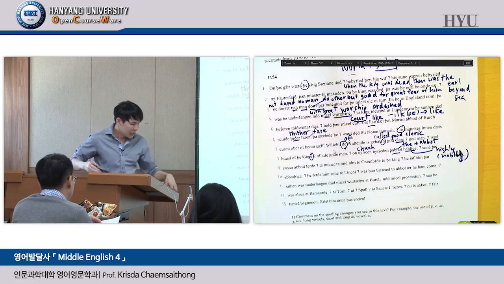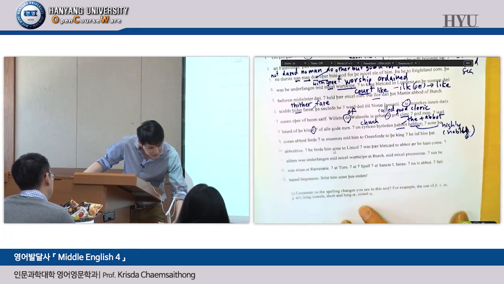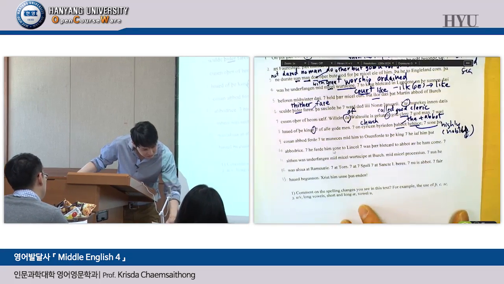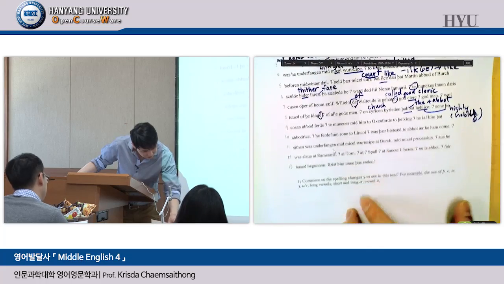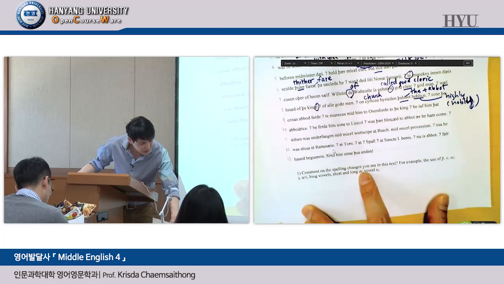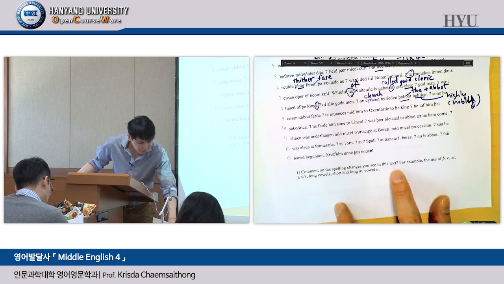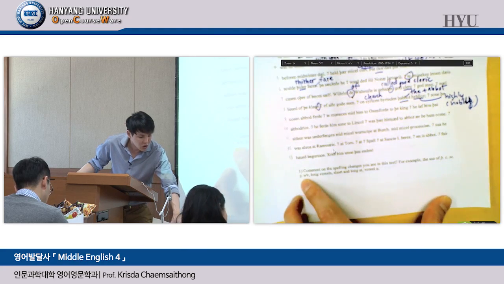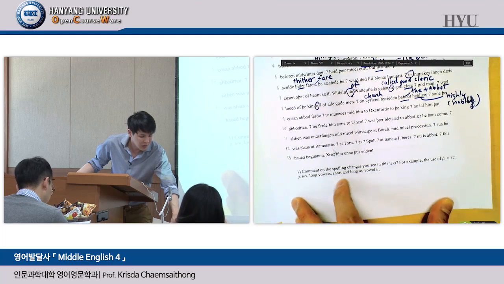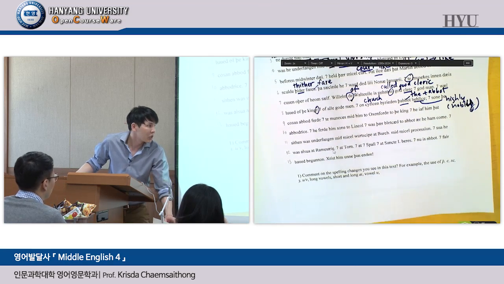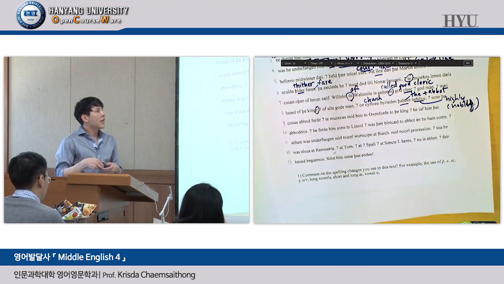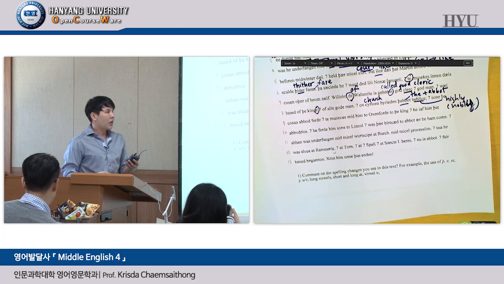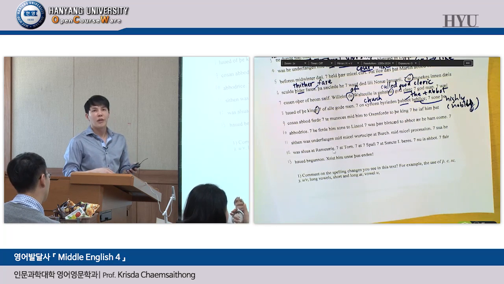So what you do is, based on line 1 to line 8 here that we study, comment on the spelling changes you see in this text. For example, the use of the thorn, C, SC, the yogh, the U and the V, long vowels, short and long A, vowel U. So comment, do you see any changes that we discuss when we discuss Middle English orthographic changes, right?